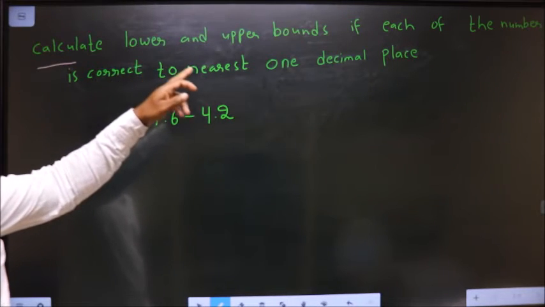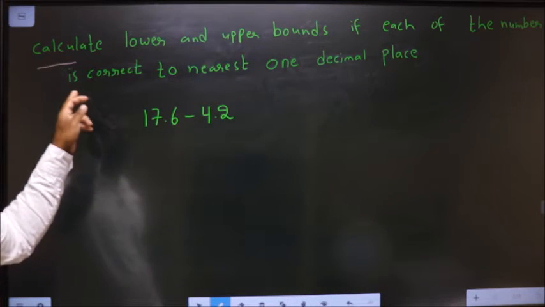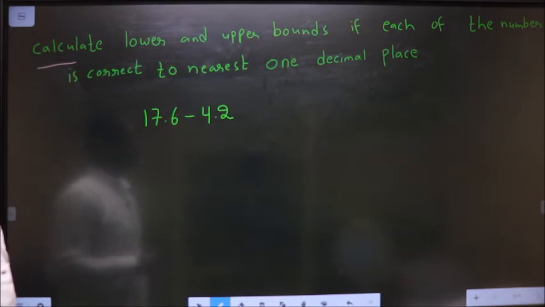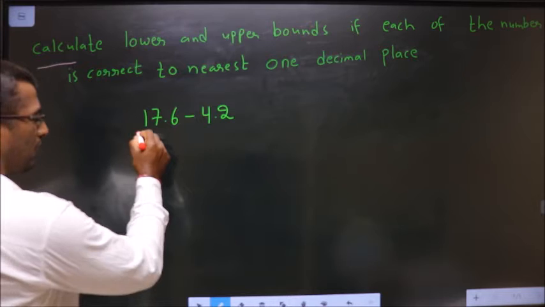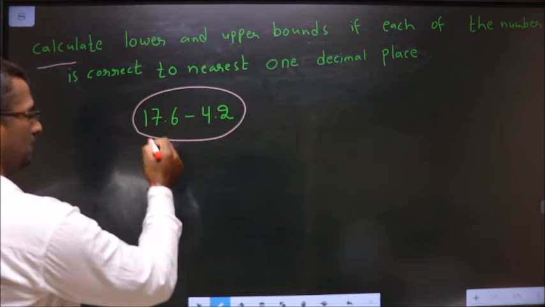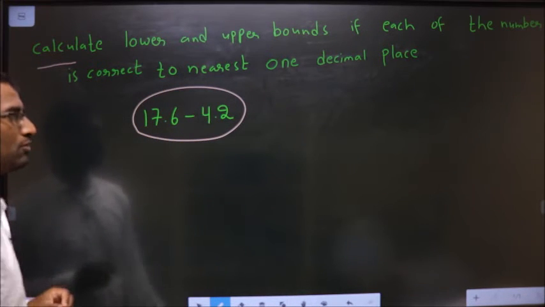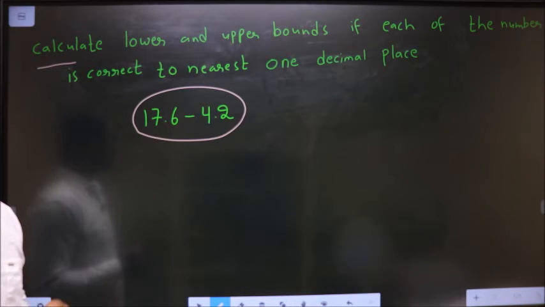Calculate lower and upper bounds if each of the number is correct to nearest one decimal place. So here you have to find lower and upper bound for this one, 17.6 minus 4.2. And how do you find out?